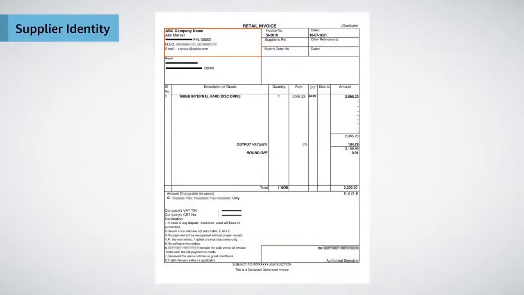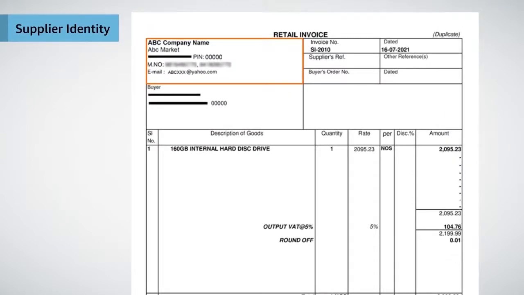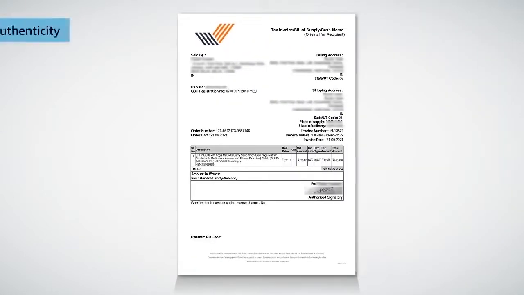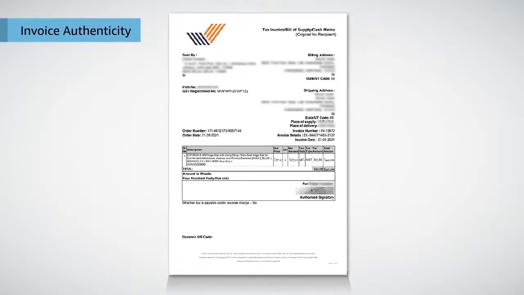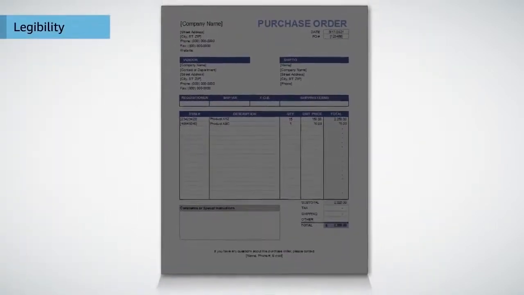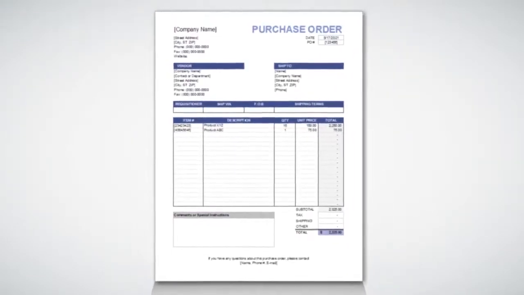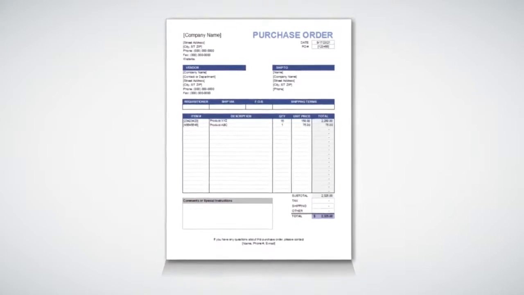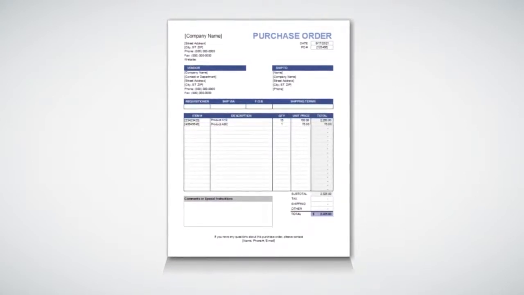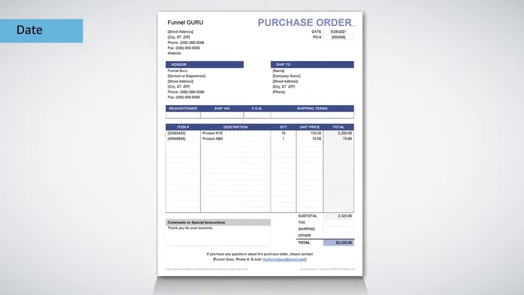Supplier identity. The invoice should state the supplier's name and contact information. Invoice authenticity. The invoice must not be digitally created, altered, or otherwise counterfeited. Legibility. The invoice must be legible, not too dark, not too light, or too blurry. Pricing information and banking information may be obscured, however, no other information may be redacted. Date. The invoice issue date should be no more than 365 days before the application date.